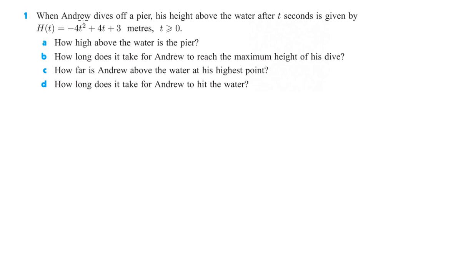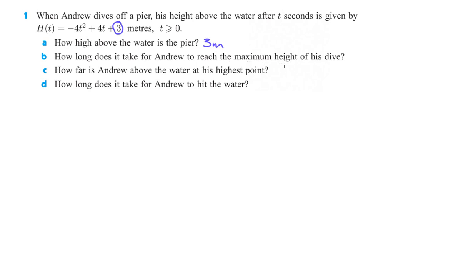Okay, number one, when Andrew dives off a pier, his height above the water after t seconds is given by this here. How high above the water is the pier? What we're going to have to do is figure out the height of this pier. That's represented by this positive 3 right here, because this here is the effect of gravity, and so you're starting at 3 meters above the water. So the height of the pier is 3 meters.